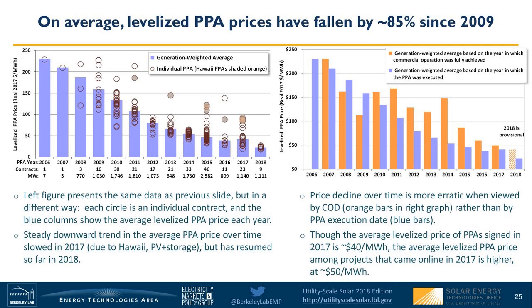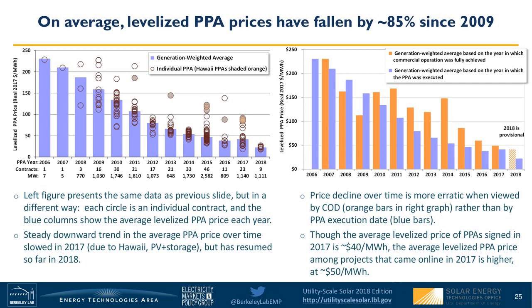Okay, these two graphs show a clearer picture of the time trend by averaging PPA prices in each year, which are shown here by the columns. The left graph shows the price decline solely by contract execution date, while the right graph shows it both by contract execution date, again, the blue columns, and also commercial operation date, which are the orange columns. Now, obviously, due to the time lag between when a PPA is signed and when the project becomes operational, the orange bars are always trying to catch up with the blue bars.